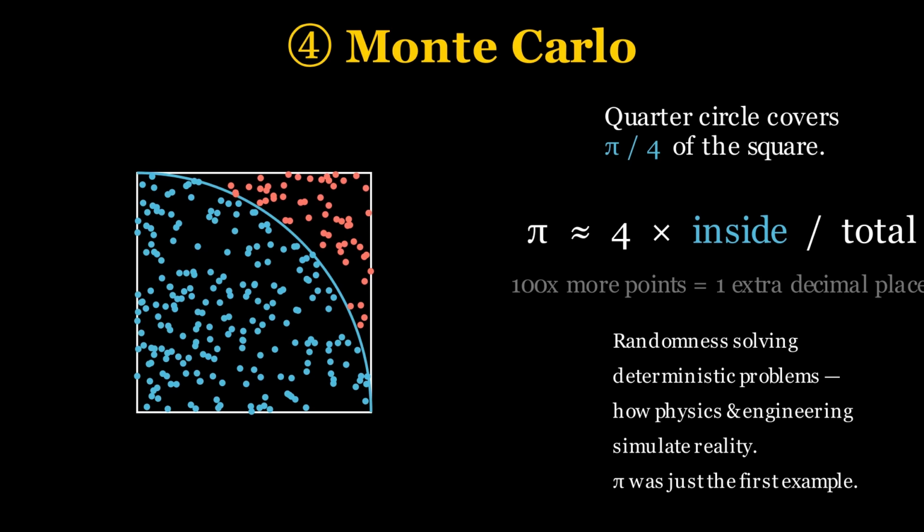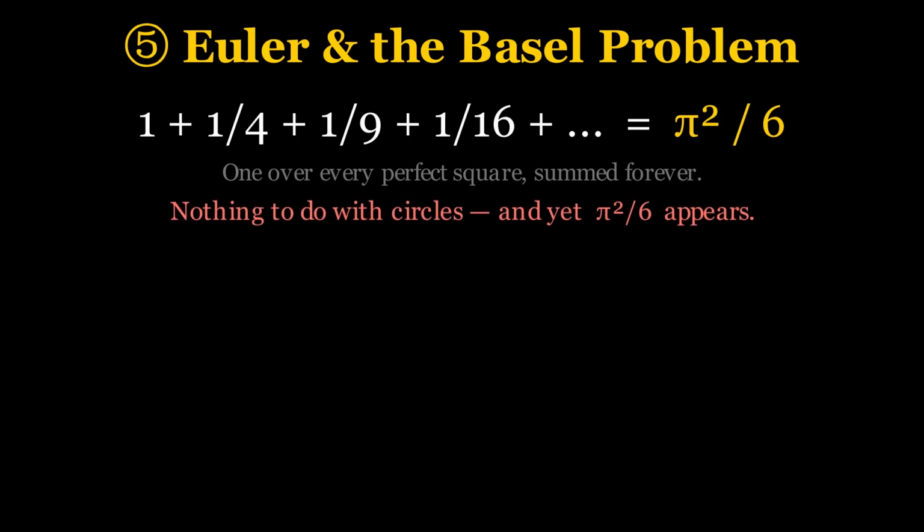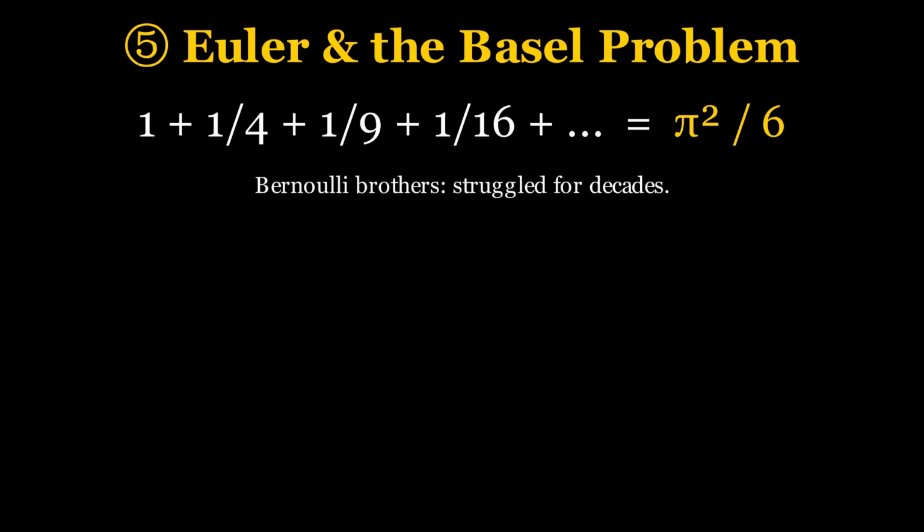Number 5. Euler and the Basel problem. Hold 2 things at once. 1 plus 1 quarter plus 1 ninth plus 1 16th plus ... 1 over every perfect square, summed forever. This has nothing to do with circles, and yet it equals pi squared over 6. The Bernoulli brothers spent decades on this. In 1734, Euler solved it.